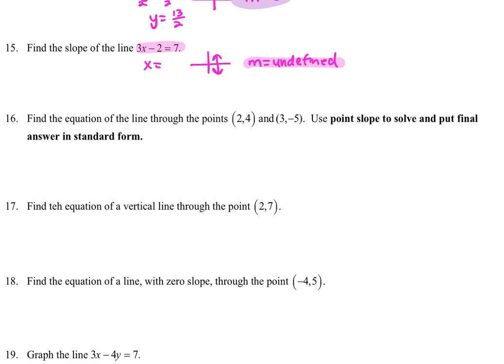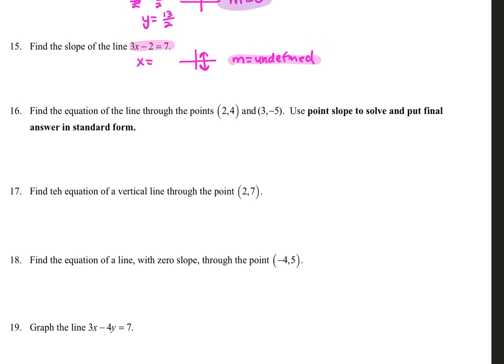16 says find the equation of the line through the points, and it says use point slope to solve and put final answer in standard form. So we're going to use point slope. You could actually use, if it doesn't indicate it, you could also use y equals mx plus b, but pay attention to how it's asking for the answer to be in because it says standard form. That's your x and y same side, no fractions, no decimals, and x positive.